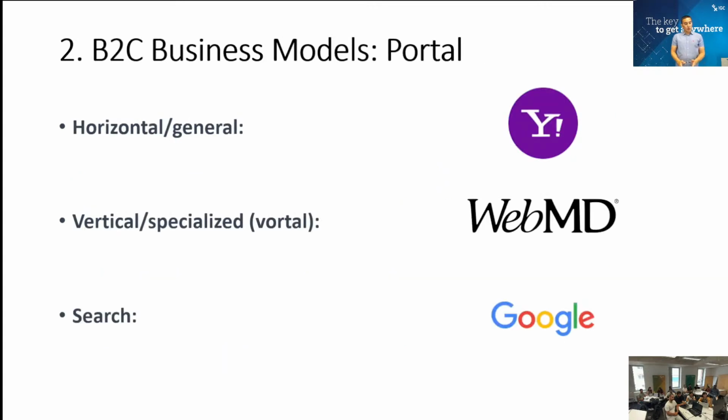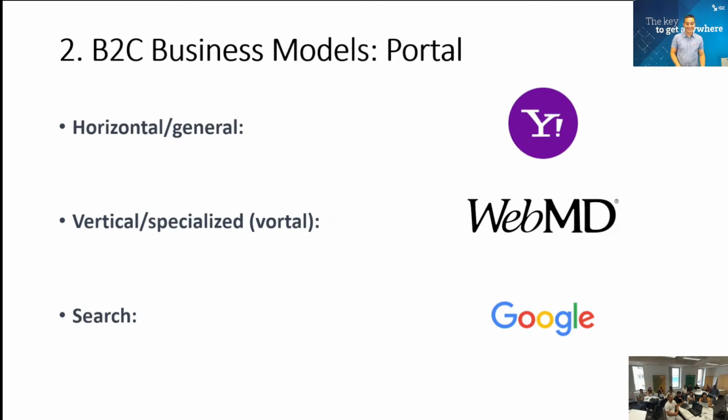In relation to the B2C business model as a portal, yes, we have this Yahoo portal. So who is using Yahoo in this classroom? Nobody. You see, I'm from that generation. So what does it mean? Okay, maybe I'm that old. Thank you very much. Old school.